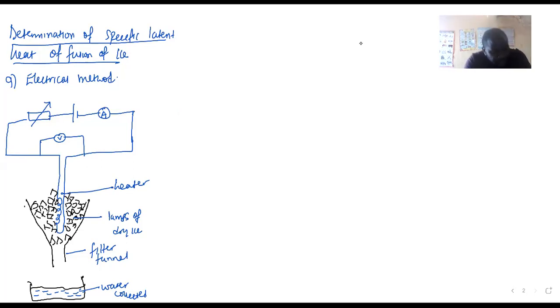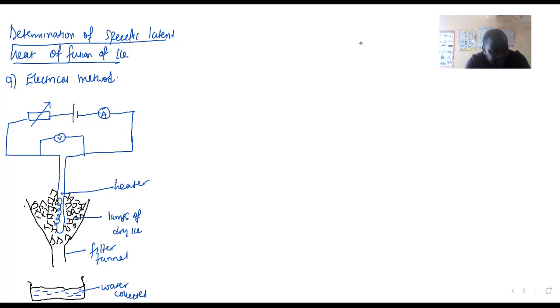So, dry ice or lumps of dry ice are placed in a funnel, and then the heating coil is placed in the ice. The heater is switched on and the stop clock is also started. The PD across it is also measured, and the mass m of water collected in a time t seconds are recorded for various values of current I.